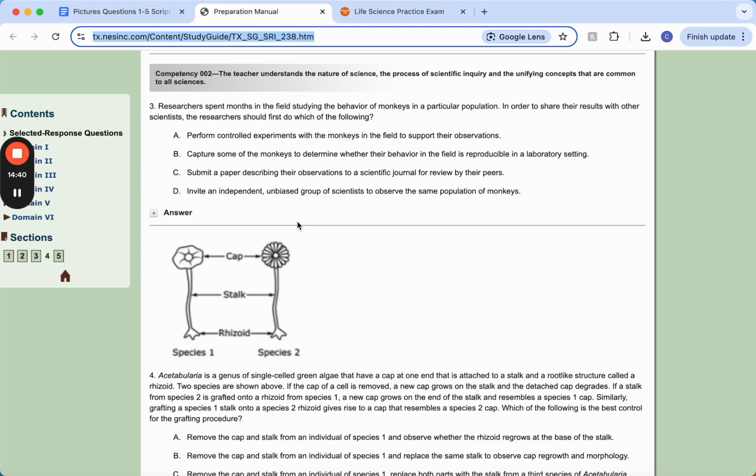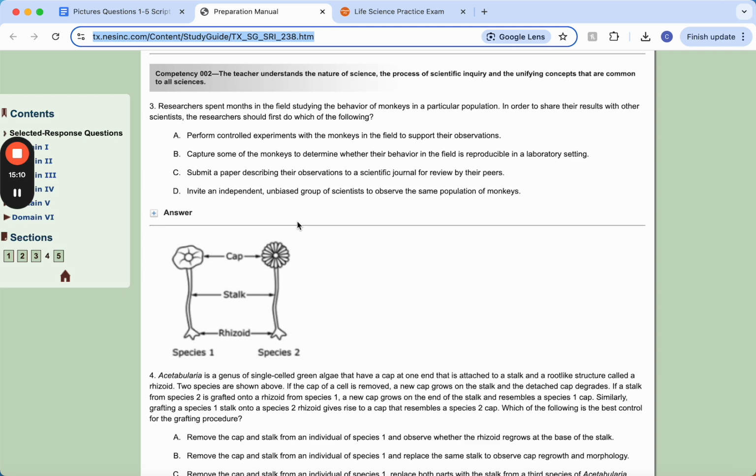And then D is not correct here. D is not correct because hopefully the group doing the experiment in the first place is an unbiased group of scientists. Anybody doing science should be unbiased. The idea should be that you as a scientist are trying to figure out the correct natural answer. So we don't need another group. Multiple groups observing is not necessary for the scientific process. So those are all the wrong answers.